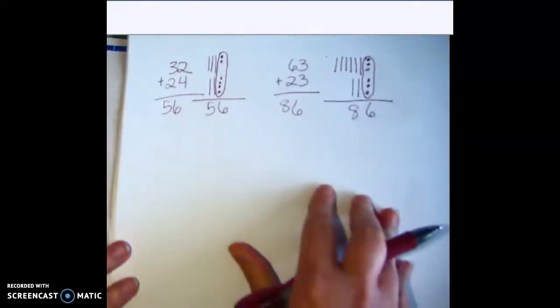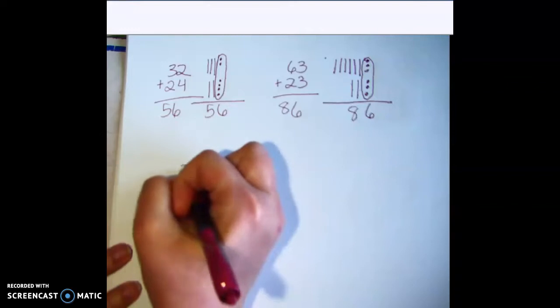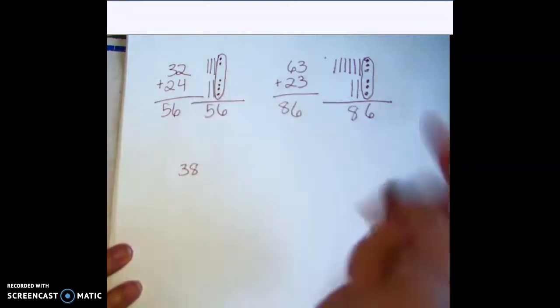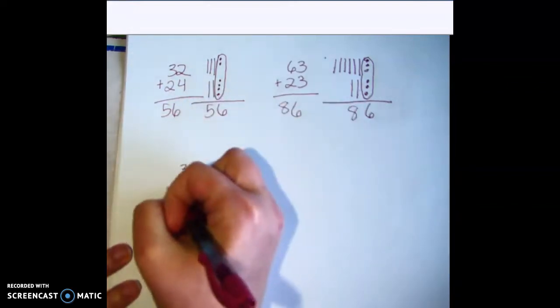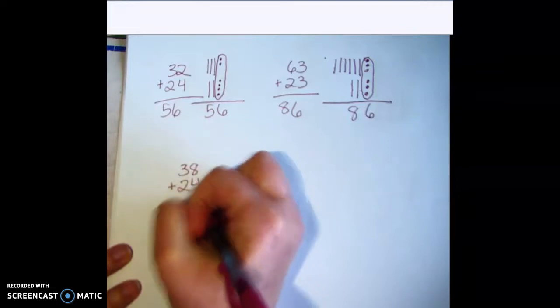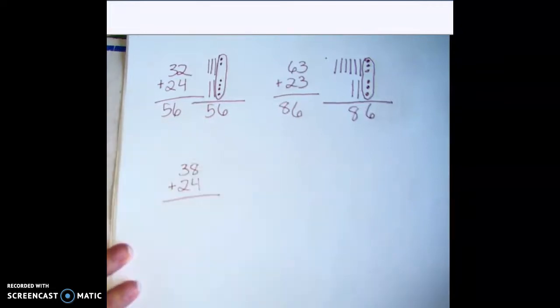So now let's try one of these. Let's try 38, because some of your problems you're not going to have to trade in for anything. You're going to have to make a trade. All right, so here we have 38 plus 24.